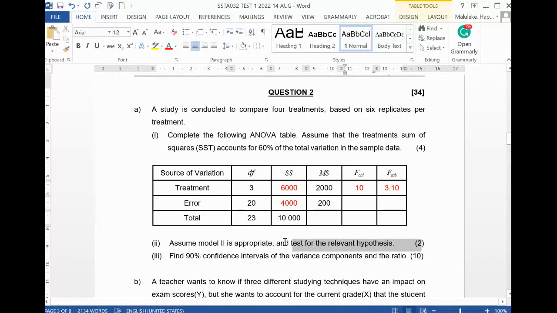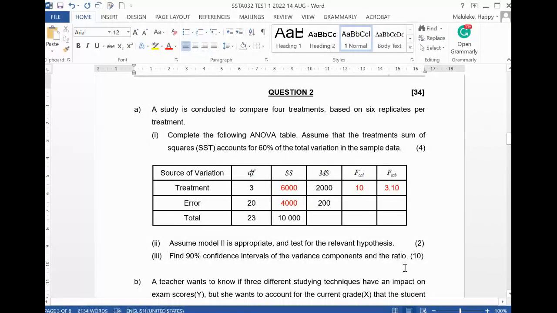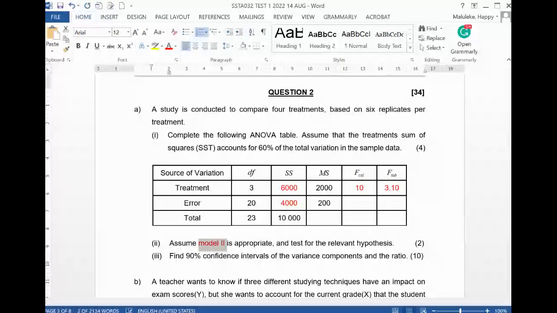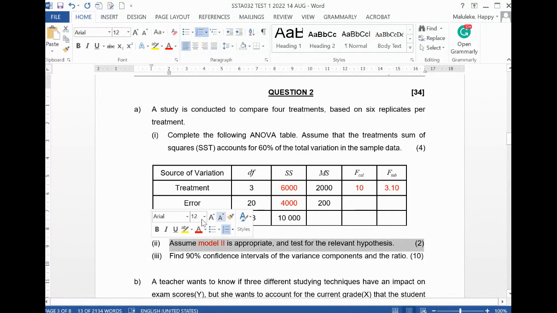So here I said assume model 2 is the appropriate test for the relevant hypothesis. That's why I saw it's a miracle here. I was given a lot of models, different hypotheses. I don't know where you got those hypotheses, but it was somehow. So please, this one is your task. Go to your study guide and check the hypothesis of your model 2. For the sake of time, this one is yours. Go ahead and check it.